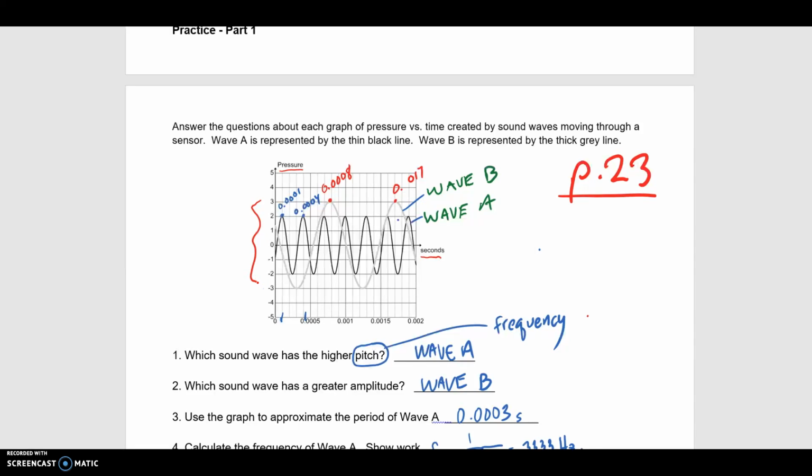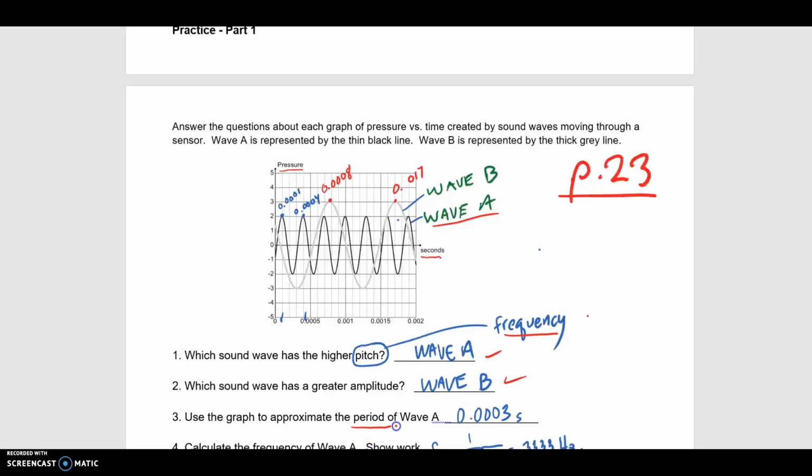We want to respond to these questions having to do with period and frequency. So, first of all, which sound has the higher pitch? Well, that means higher frequency. That would be wave A. And wave B has the greater amplitude, as I said.